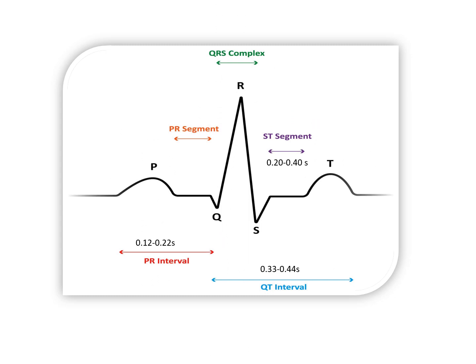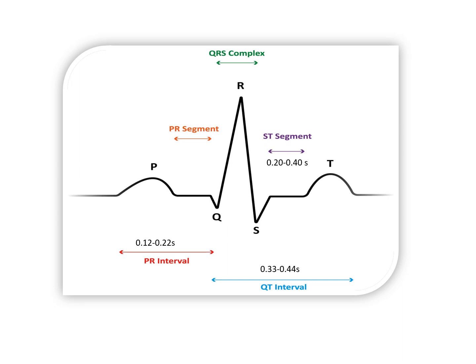PR interval extends from the beginning of the P wave to the beginning of the QRS complex, representing the time it takes for the electrical impulse to travel from atria to ventricles. Normal PR interval is 0.12 to 0.22 seconds or less than 5 small squares.